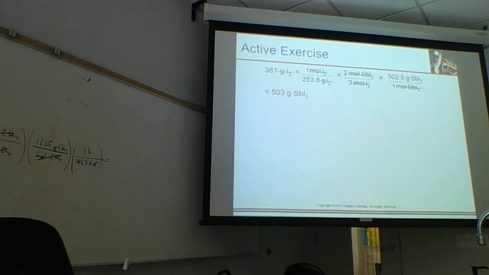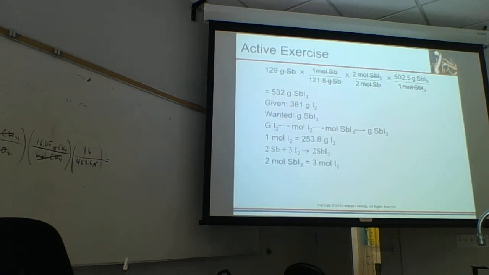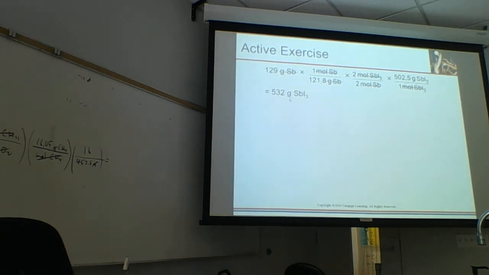And so I got a theoretical yield of 530 grams of antimony triiodide. My limiting reagent is 381 grams of iodine. My excess reagent is 129 grams of antimony, which can produce this many cookies if I had enough iodine, but I don't. So you minus 30 grams of this SbI3. Okay.